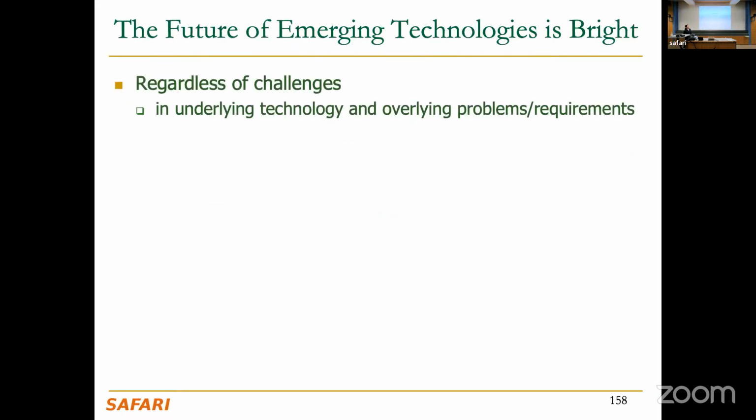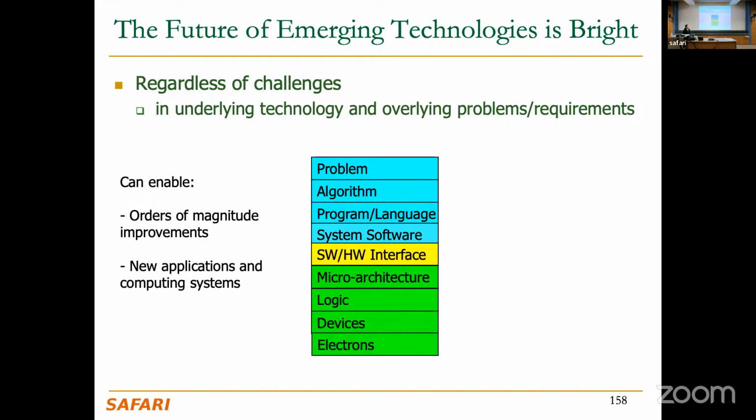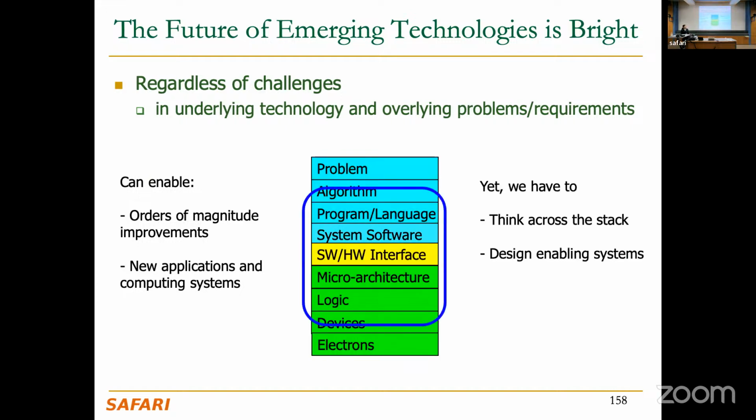And to conclude, of course, emerging memory technologies have a lot of benefits regardless of the challenges. But it's still a developing technology, and we need to think about a lot of problems when we're using this kind of emergent technology. It can enable order-of-magnitude improvements, and also provide more opportunities for new applications and computing systems. So when we think about it in a holistic way, we have to think across all of the design of the systems when we introduce a new memory technology here.